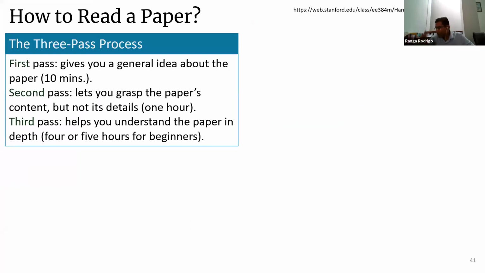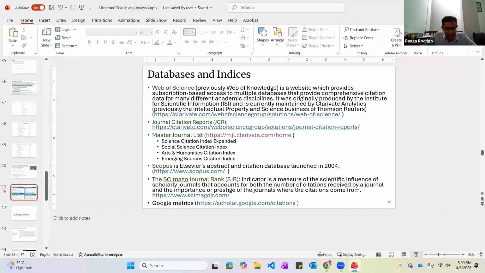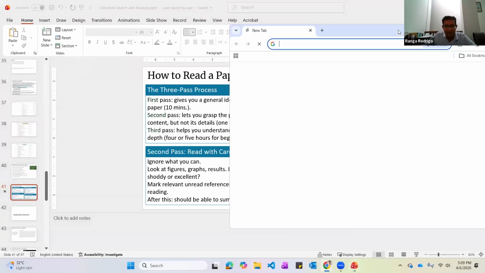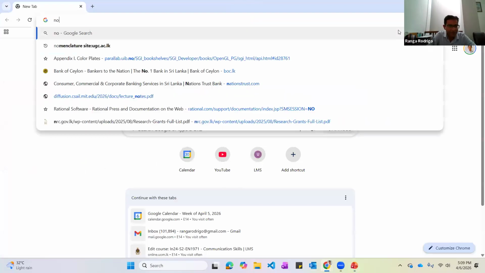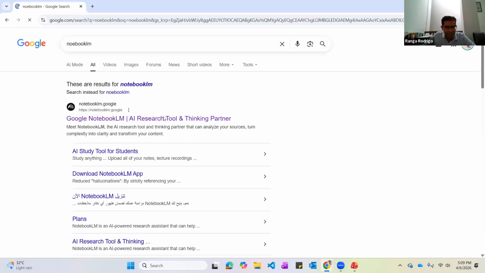Then when you think about how to read a paper, there are three ways, three passes. The first pass gives you a general idea about the paper. Maybe you can spend 10 minutes to do that. I know some people use NotebookLM. That's a Google contribution. You can put the paper there and ask it to read for you. Maybe there are other tools. You can educate me on what other tools are there.